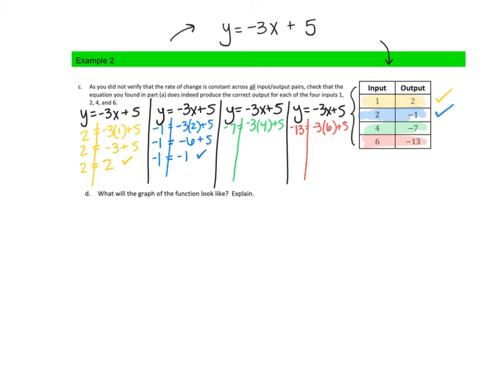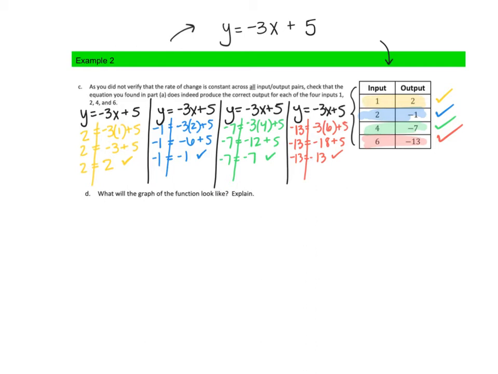Third row, I'm just going to go through and do these ones for you just for the sake of time. This is negative 12 plus 5, and negative 12 plus 5 is 7. That one checks out. And the last one here, negative 3 times 6 is negative 18, plus 5 is negative 13. All right, so it checks out for every single one of these. So if that is true, then this is a linear equation.